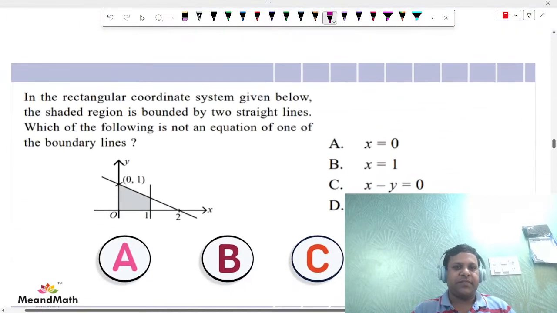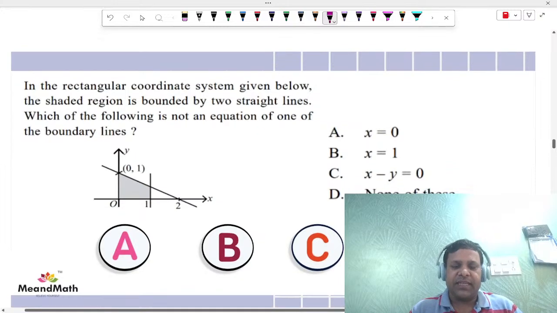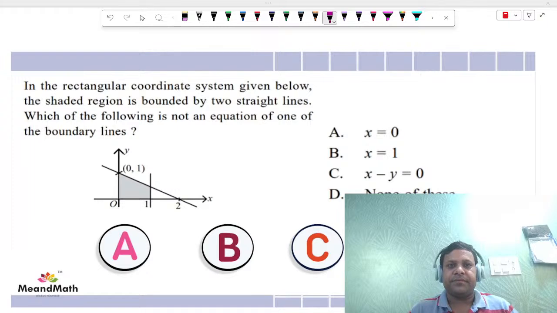Here is the next question. In the rectangular coordinate system given below, the shaded region is bounded by two straight lines. Which of the following is not an equation of the boundary lines? Boundary line की कौन सी इक्वेशन नहीं है, ये हमें बताना है. ठीक है. Again, I'll give you 2 minutes to solve this.